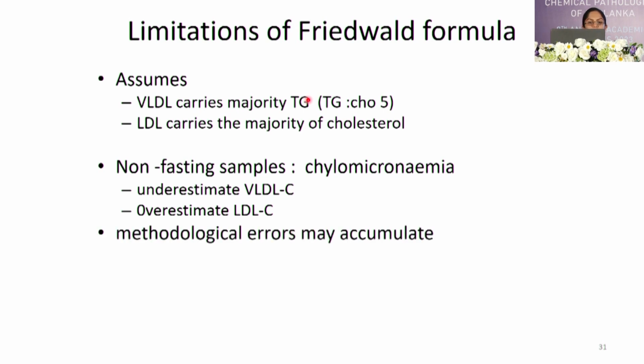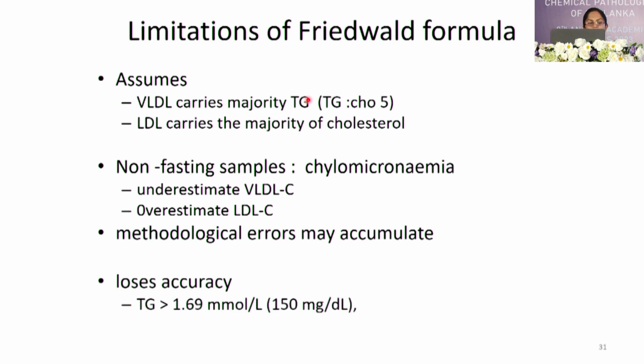And methodological errors may accumulate because we get three readings and then we calculate. So errors in each reading will accumulate, so the error will be more. So it loses accuracy. It loses accuracy when triglycerides are more than 150, and we cannot use it when it is more than 400 milligrams per deciliter.